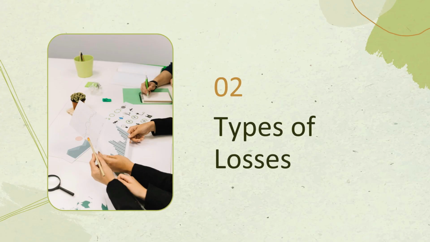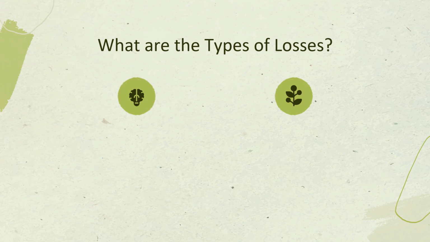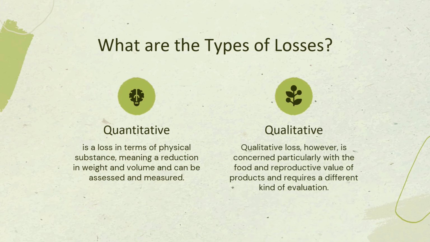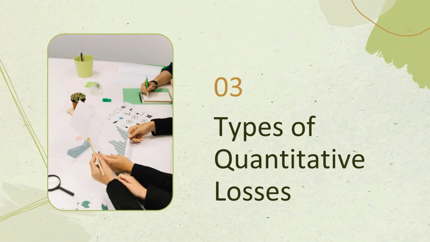Types of losses. Here we have the types of losses. Quantitative loss is a loss in terms of physical substance, meaning a reduction in weight and volume, and can be assessed and measured. Qualitative loss, however, is concerned particularly with the food and reproductive value of products and requires a different kind of evaluation.